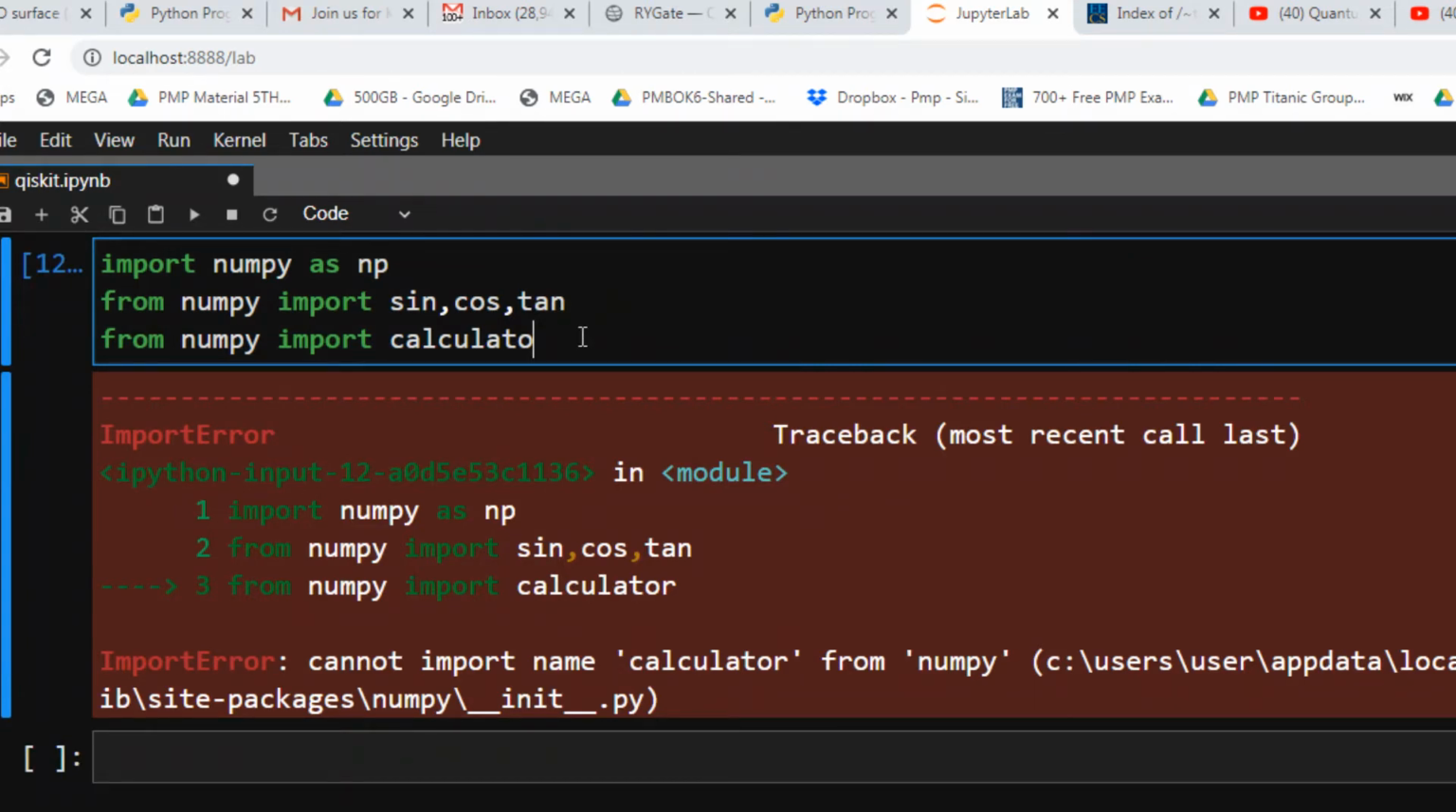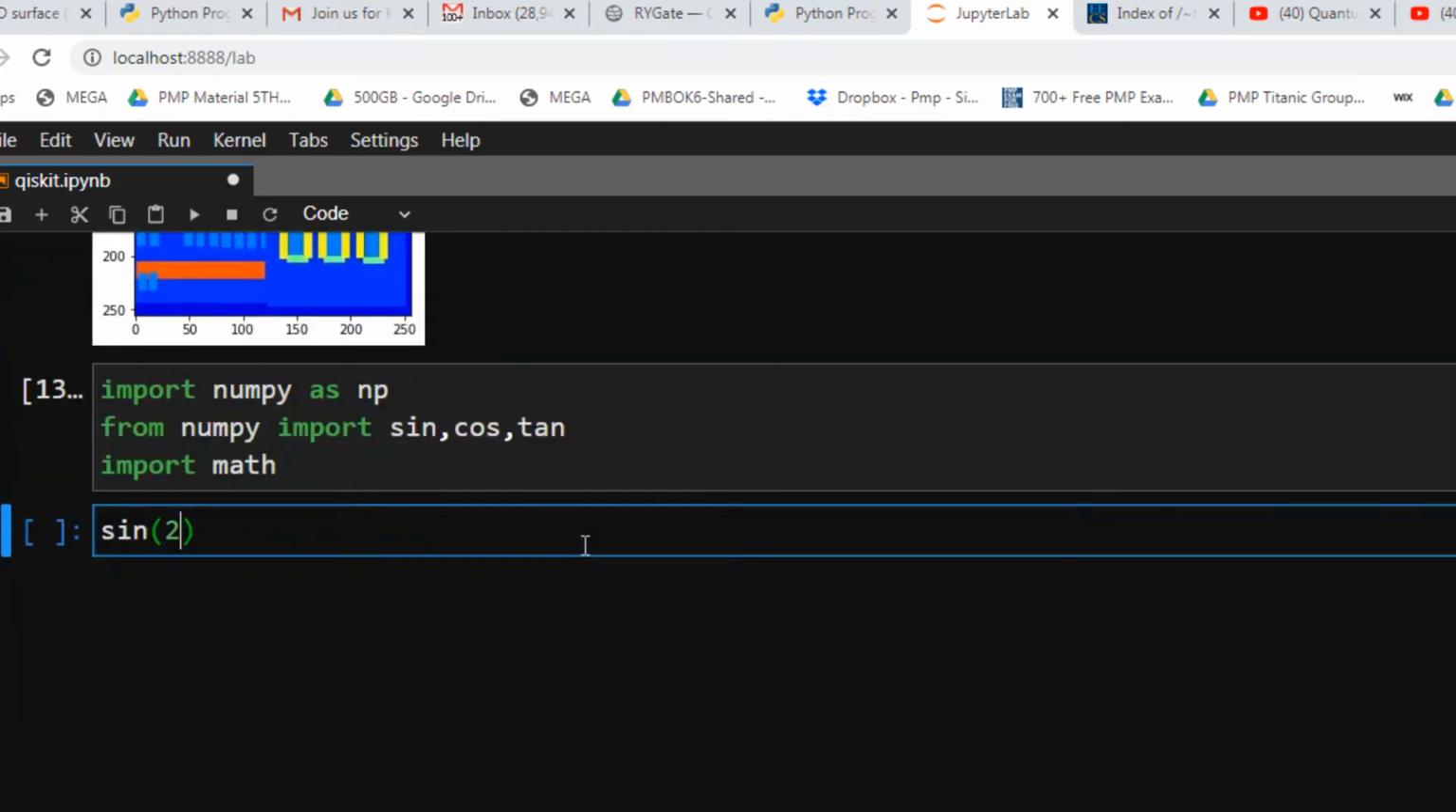So to calculate all of these values, I'm gonna use math. Okay, so then I'm gonna say sine 2 into cos 8. Let's see. Okay, so here we are.